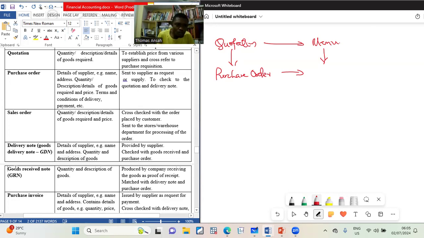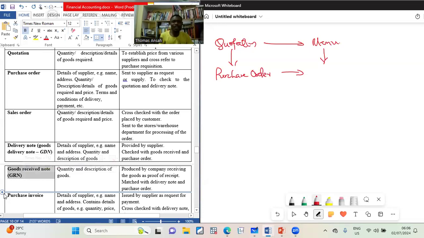Once you receive, you will now issue what we call goods received notes. That is proof that you have actually received the goods. The supplier will add a waybill or a goods delivery note. Then the company that is receiving, after comparing everything that you ordered against what you are actually getting, if it is the same, then everything is fine. You issue a goods receipt note, just to confirm that you have received the goods.